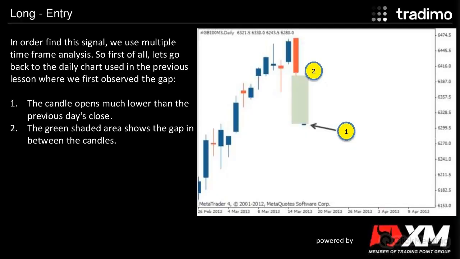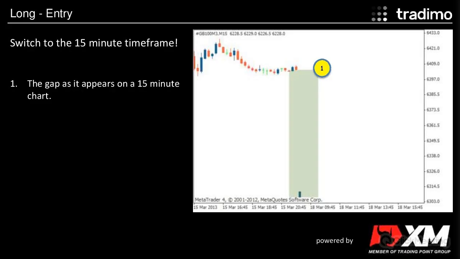Okay, so in order to find this signal, we use multiple time frame analysis. First of all, let's go back to the daily chart used in the previous lesson where we first observed the gap. The candle opened much lower than the previous day's close. The green shaded area shows the gap in between the candles. That's the long entry. Then switch to the 15-minute time frame, the gap as it appears on a 15-minute chart.